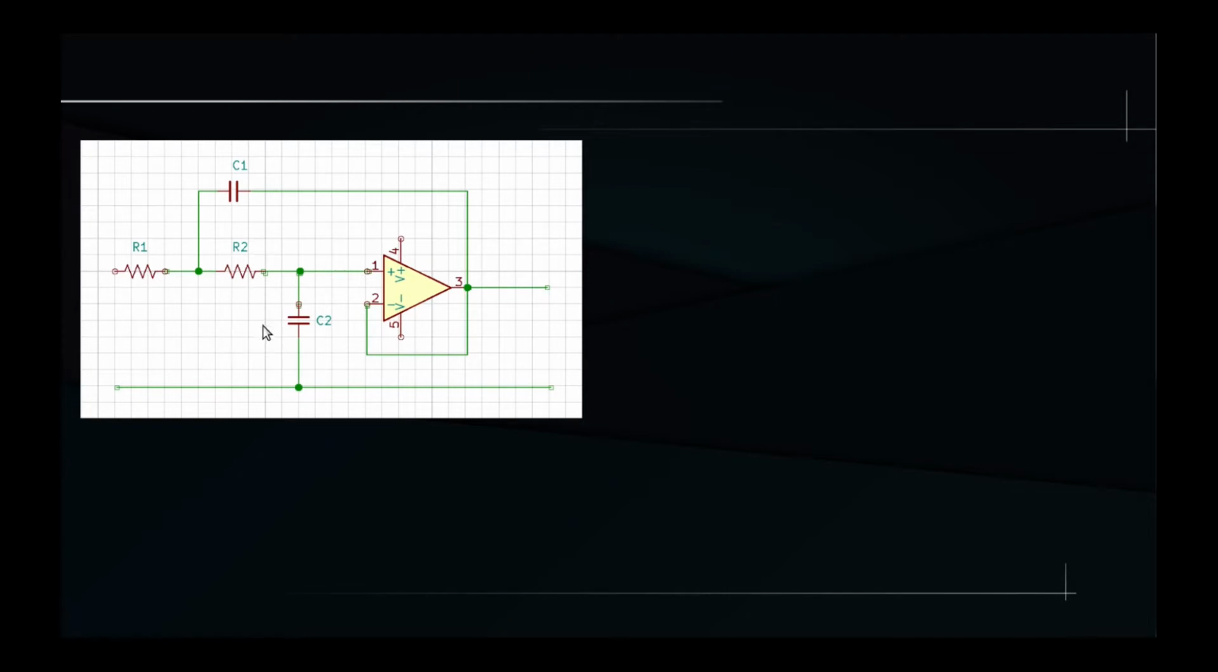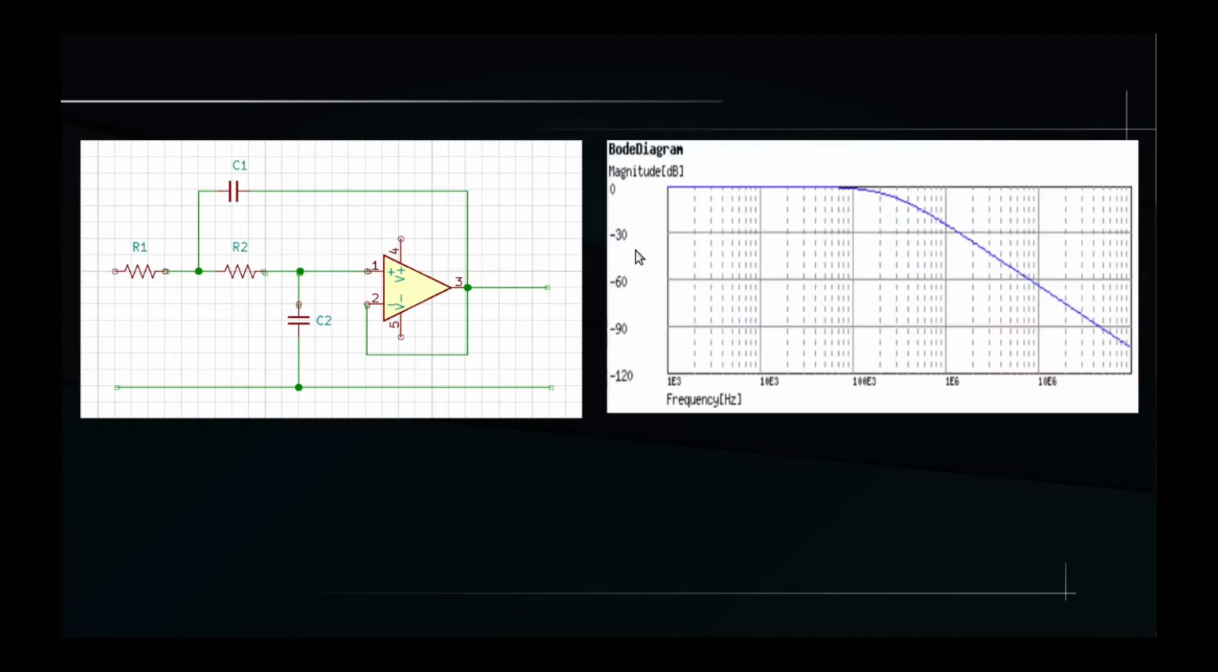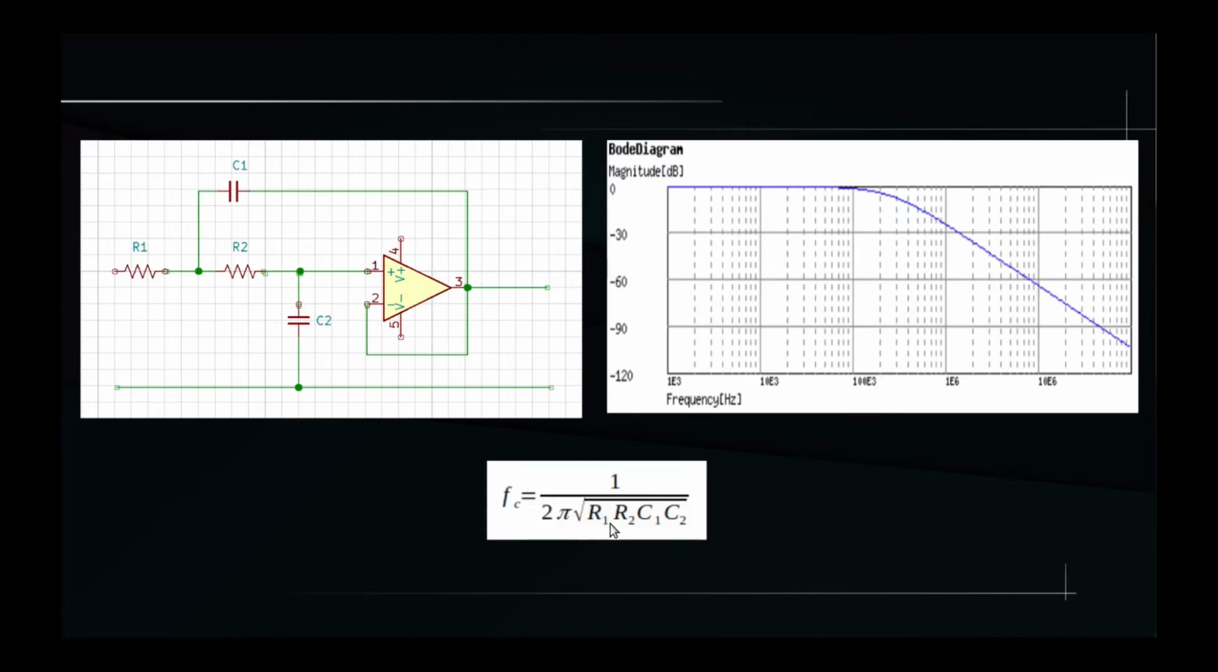This filter is able to attenuate the input signal twice as fast as the first-order filter, as you can see by the increased slope of the Bode diagram. The cutoff frequency is now calculated with a new formula, which is this one: Fc equals 1 over 2 pi square root of R1, R2, C1 and C2. This filter topology was invented in 1955 at the MIT Lincoln Laboratory by R.P. Sallen and E.L. Key, and has been named after them ever since.